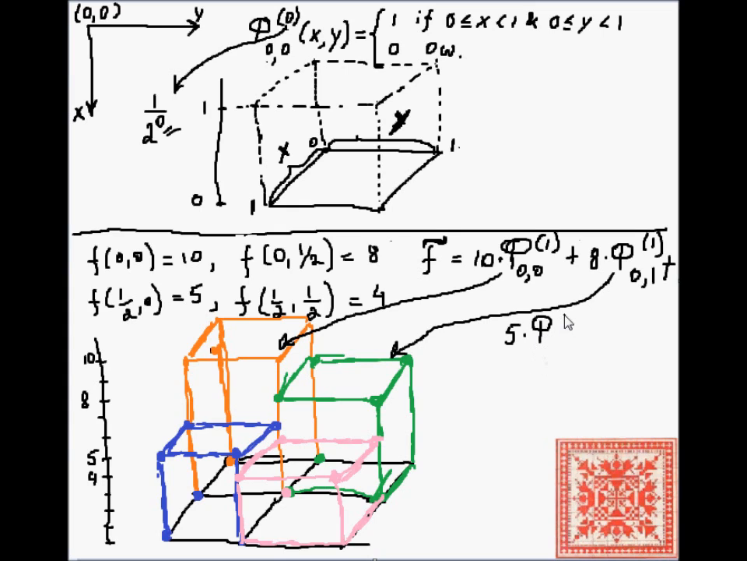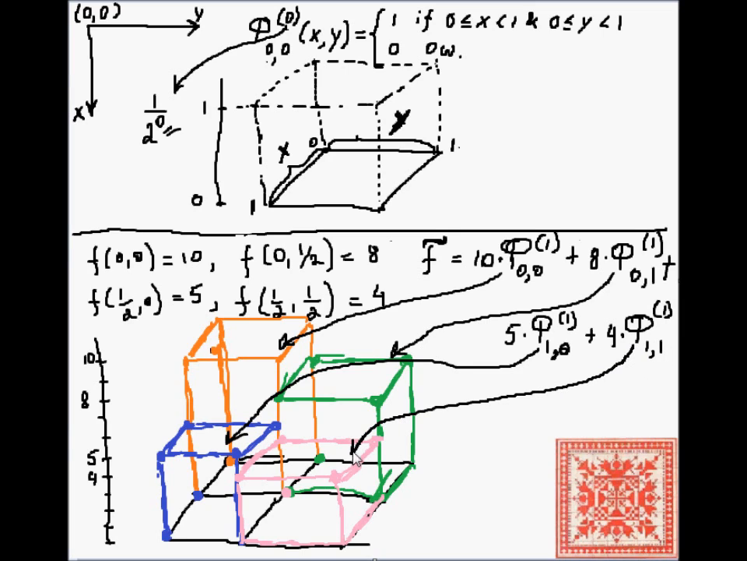5 times phi 1 sub 1, 0. This will be that blue cube, plus we need to add the pink cube, 4 times phi 1 sub 1, 1. And this is the pink cube. Okay, this is to be continued. Thank you.